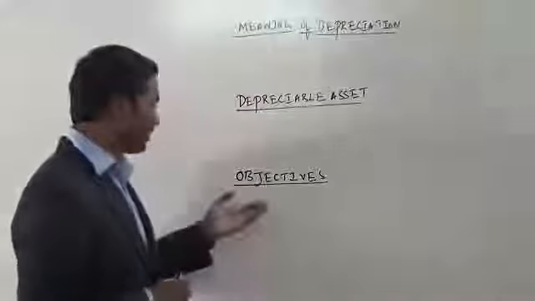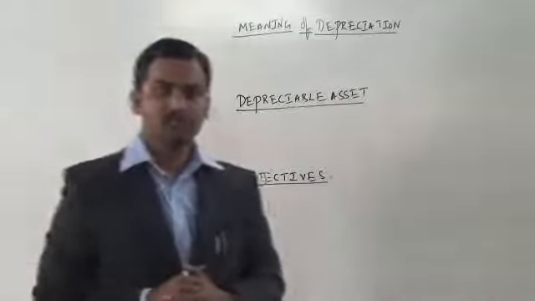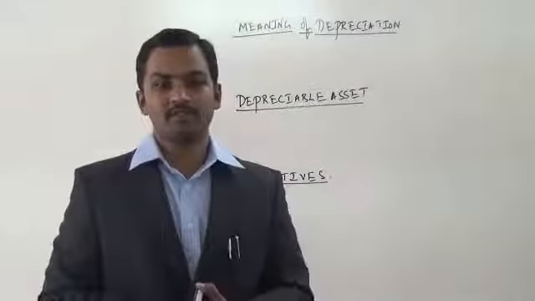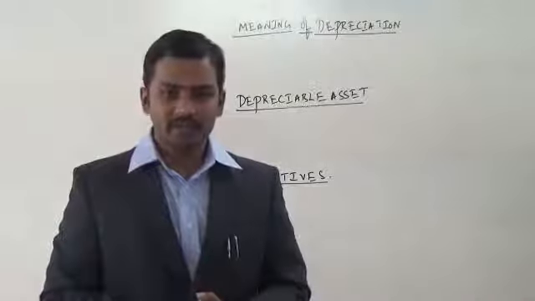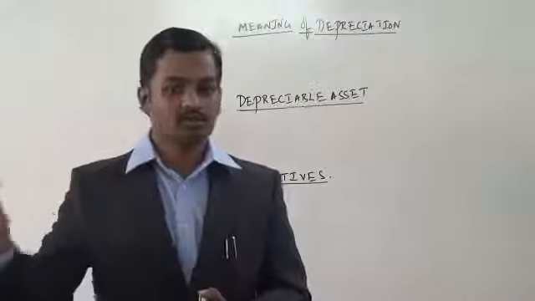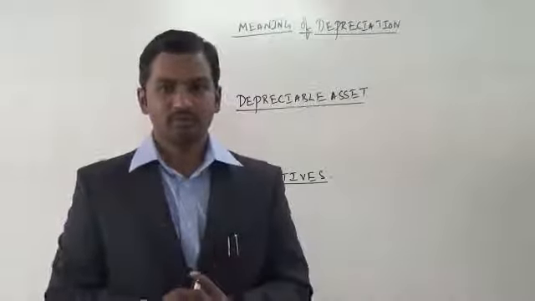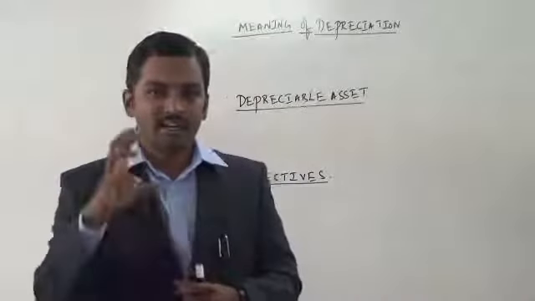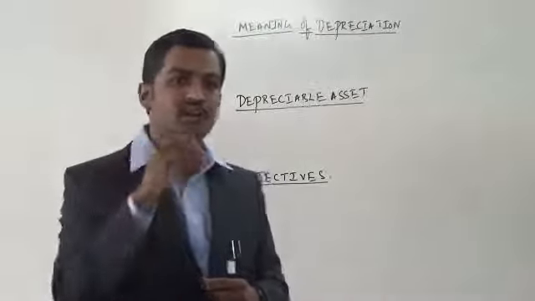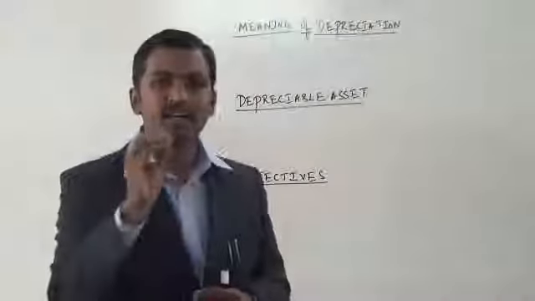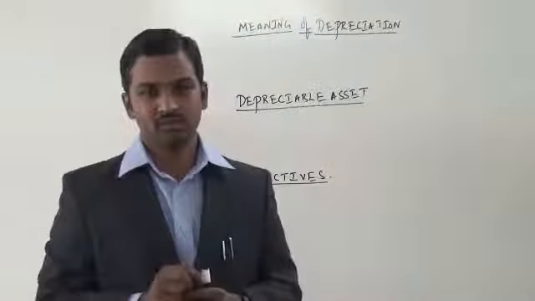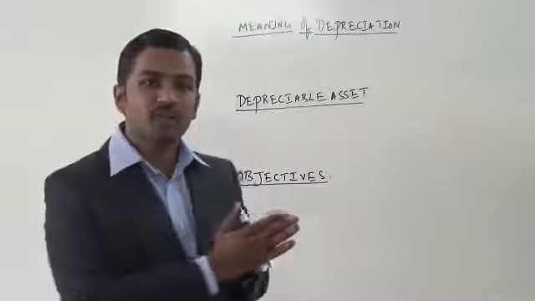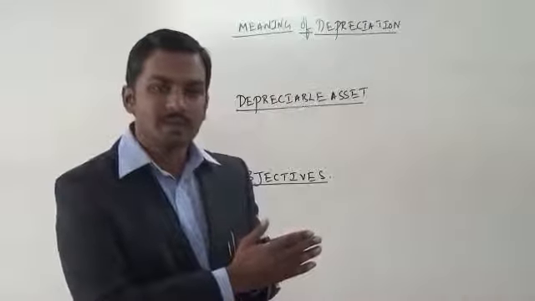Okay, now the third thing, objectives. See, I think you would have already learned generally what is the entry we pass for depreciation. The entry we pass for depreciation is depreciation account debtor to asset account. We reduce the value of the asset by crediting the asset account, and the reduction in value of the asset is shown as a loss, and the loss is debited to an account called as the depreciation account.